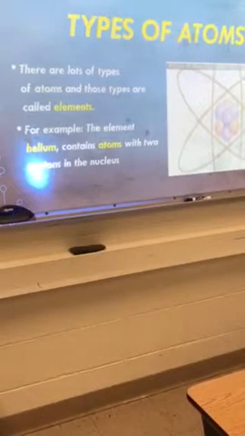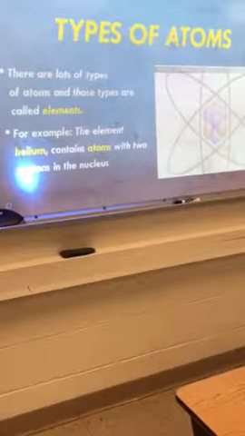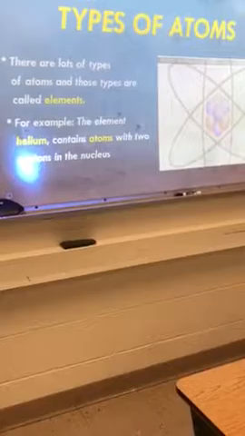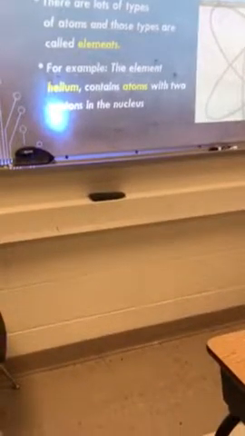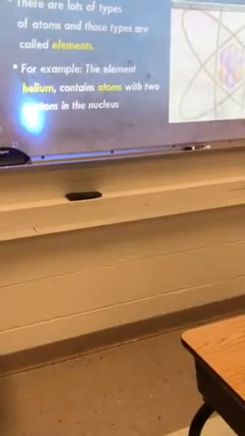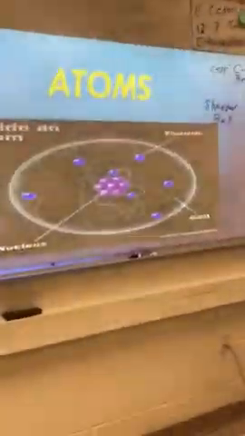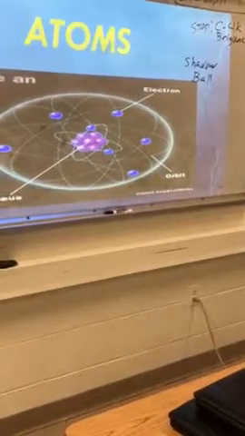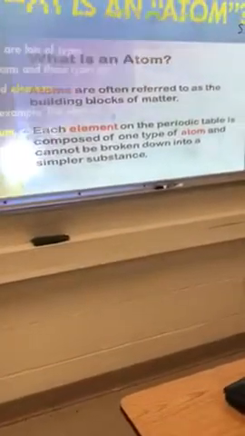All right, some types of atoms. There are a lot of types of atoms, and those atoms are called elements, what we just talked about and mentioned earlier. Some examples: you've got helium. They contain atoms with 2 protons and 2 neutrons, pretty much what you just saw in this picture right here at the beginning of what atoms actually were.